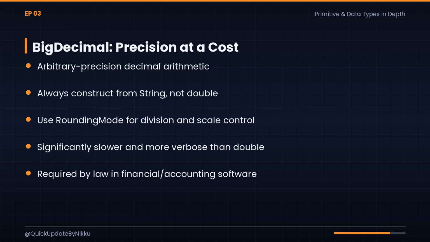Account balances, tax computations, invoice totals, and continue using double for everything else, including most scientific and engineering calculations where IEEE 754 precision is entirely sufficient.